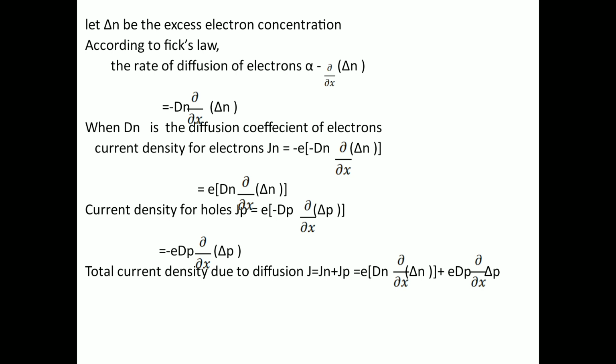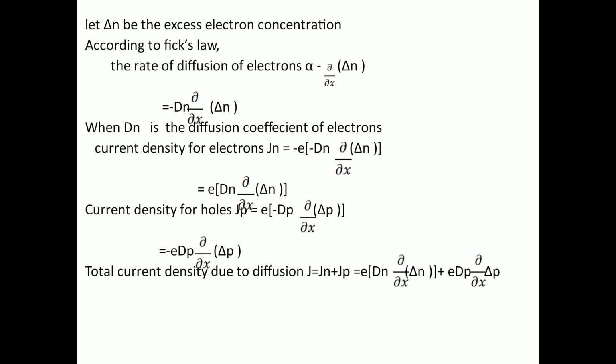In the same way, current density for electrons Jn is equal to the charge of the electron multiplied by the rate of diffusion of electrons. So minus e into minus Dn del by del x of delta n, minus minus plus, equals e Dn del by del x of delta n. Current density for holes Jp is equal to e into minus Dp del by del x of delta p, that is, minus e Dp del by del x of delta p. This is the current density for holes.